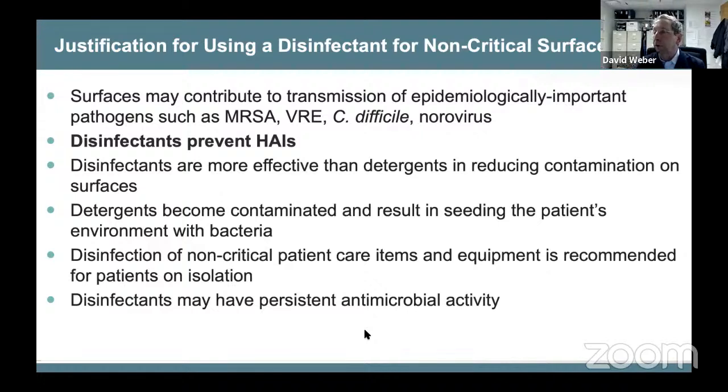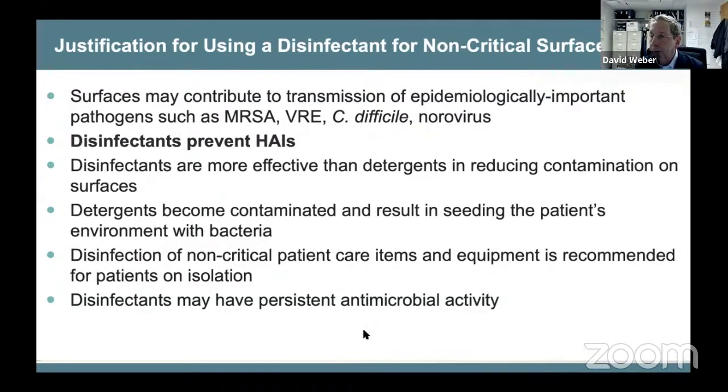In the United States, we always use a disinfectant. Some other countries have concerns about disinfectants causing respiratory problems or skin problems. We have not seen that. I was a medical director of occupational health here for 28 years. We rarely, if ever, saw those problems. So we do believe that disinfectants are necessary, not just physical cleaning. They also are more effective in reducing contamination. I'm going to show you some data in a minute there. And they're particularly important for patients who have colonized or infected with a multi-drug resistant organism.